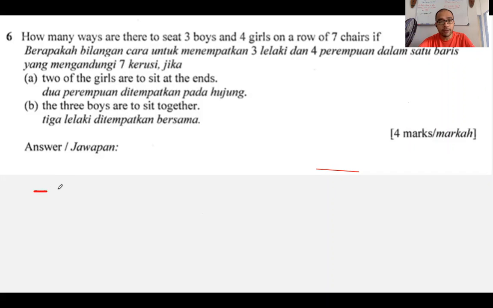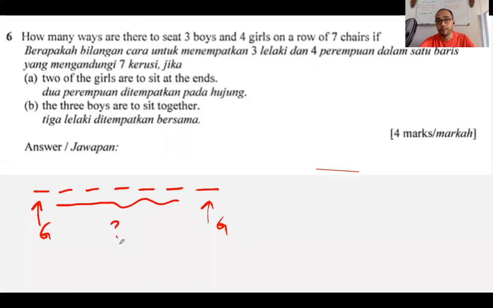So let's have 7 places: 1, 2, 3, 4, 5, 6, 7. And here must be a girl, here must be a girl. This one I don't care. Okay, this one is up to me. Now let's consider this. How many ways are there to put a girl over here? This will be 4P1. Because we have 4 girls, we want to pick and place one. Okay, why I choose P and not C is because we want to arrange.